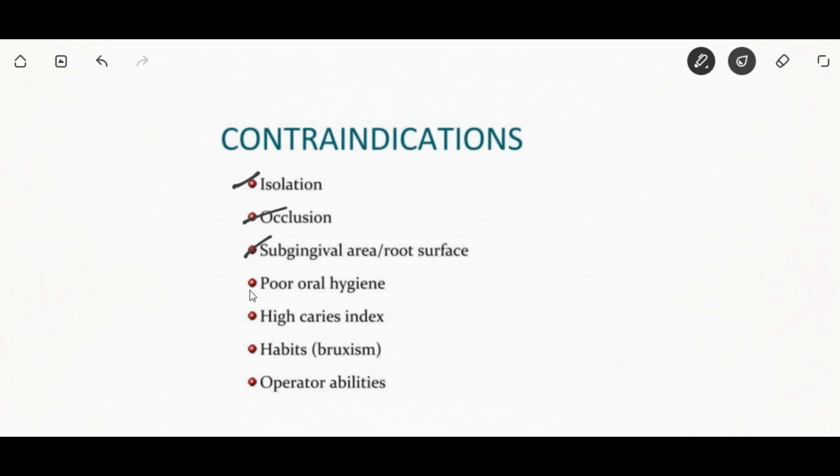Contraindications are where isolation is difficult, high wear and tear cases or bruxism cases, patients with a high caries index with poor oral hygiene, or areas like the subgingival area.